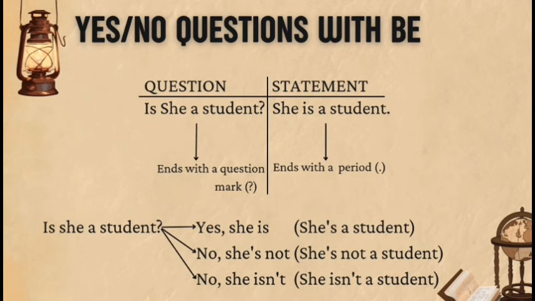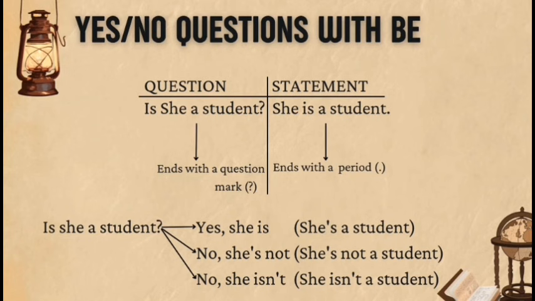Next, yes or no questions with be. In a question, be comes in front of the subject. A question ends with a question mark and a sentence ends with a period. When people answer a question, they usually give only a short answer, but sometimes they give a long answer too.